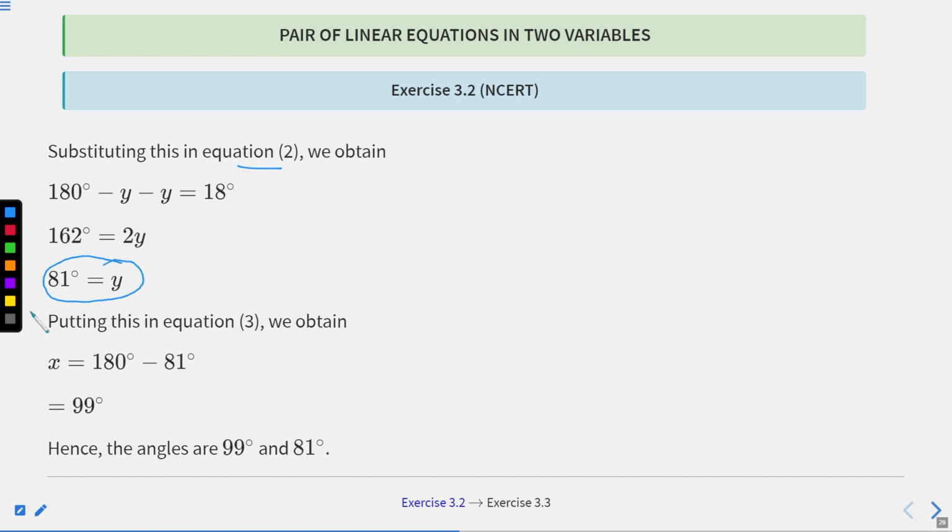Now putting this value in equation number 3, we obtain x equals 180 degrees minus 81 degrees, that is equal to 99 degrees. So hence the angles are 99 degrees and 81 degrees.